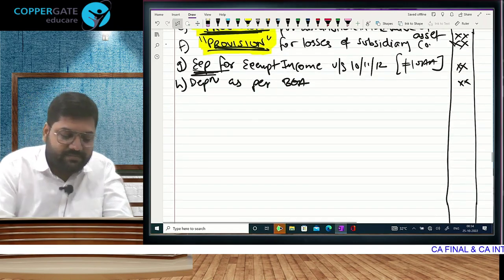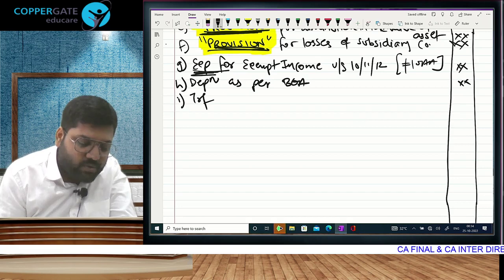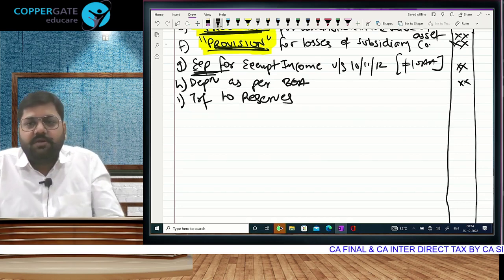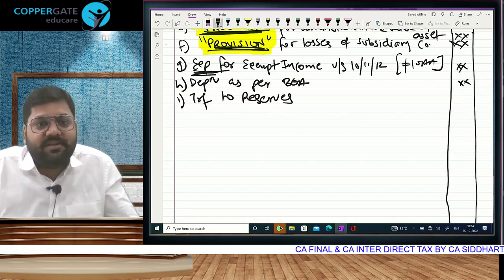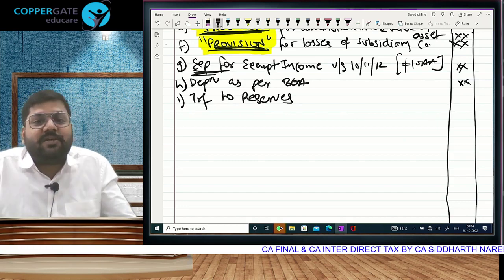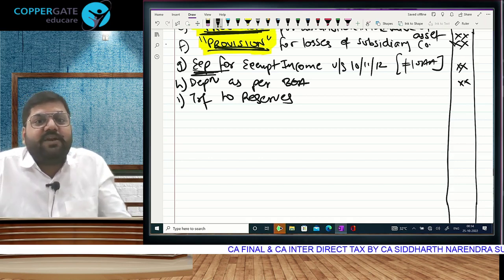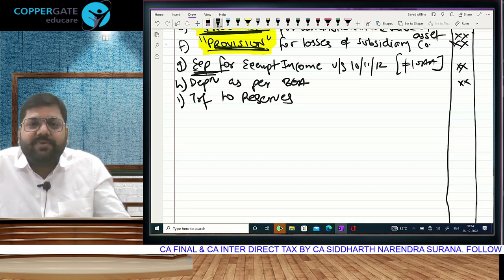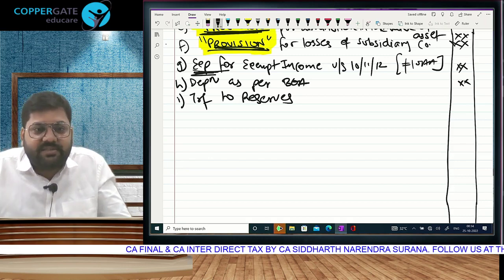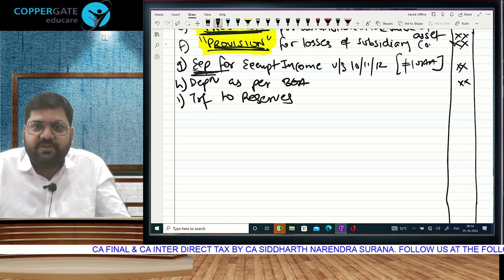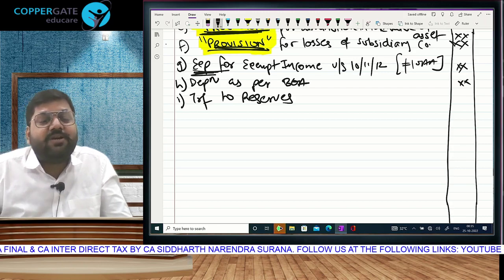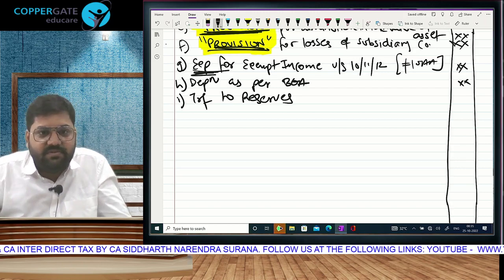On the add side, transfer to reserves. So now which reserves? P&L account debit to general reserve. P&L account debit to currency fluctuation reserve. P&L account debit to investment allowance reserve. P&L account debit to capital reserve. P&L account debit to dividend equalization reserve. Have you heard of these transfer to reserves in company P&L accounts? Transferring profits from P&L to other reserves. P&L account debit to SEZ reinvestment reserve.